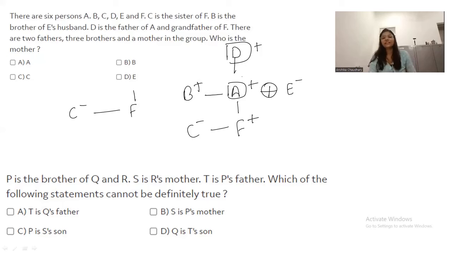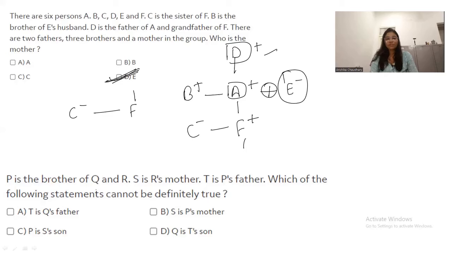Now we can see that there are two fathers, D and A. Three brothers: B and A are brothers, and also F is a brother too. F is the brother of C. So who is the mother? E is the mother. From here we can see that E is the mother of C and F. So E will be the mother of these two children, right? Now let's solve this question.